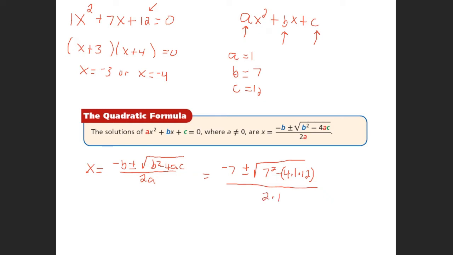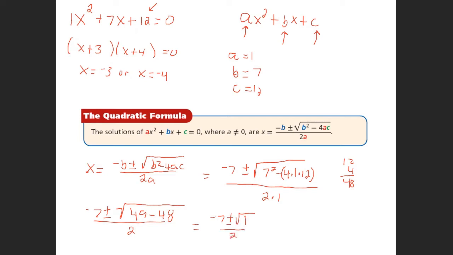Okay, so I plugged my values in. So now I have to solve. So -7 stays as -7 plus or minus. Well, 7 squared is 49. So I've got the square root of 49 minus, and usually I do this off to the side here, 4 times 1 is 4, times 12, so 4 times 12 is 48. So I've got 49 minus 48 all over 2 times 1, which is 2. Okay, I'm going to do the inside of the radical. 49 minus 48 is 1. So I have -7 plus or minus the square root of 1 over 2.